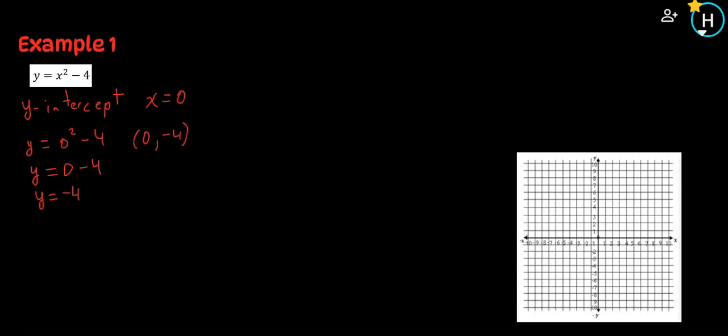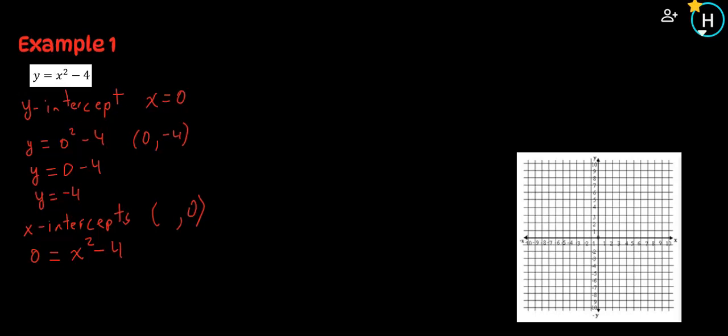The second step is to identify the x-intercepts. So when we are going to find the x-intercepts, the value of y is 0. So if we replace y by 0, we have 0 equals x to the second power minus 4.